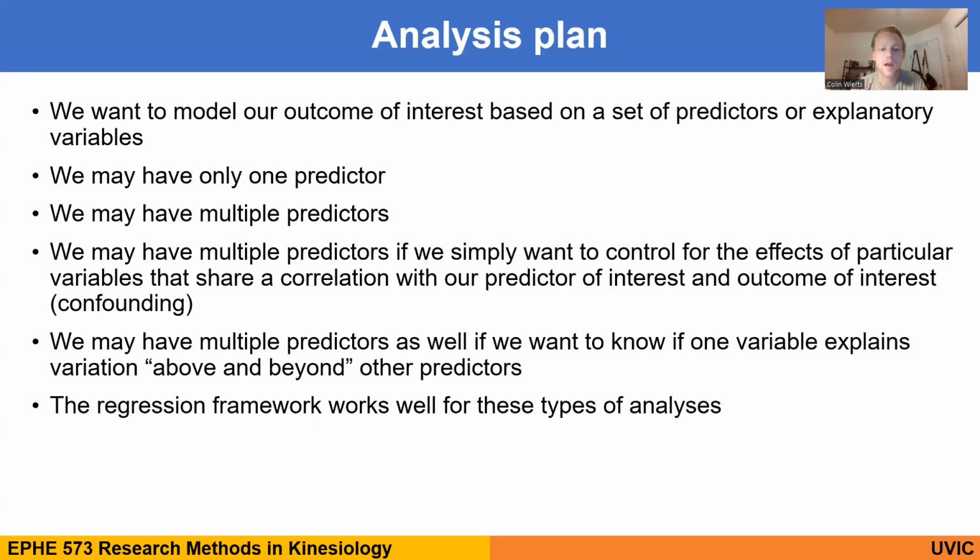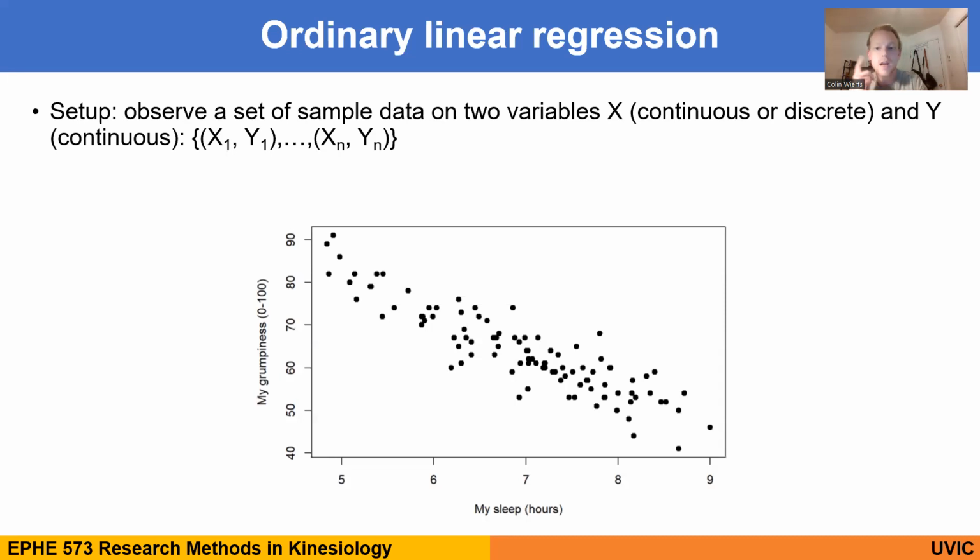The regression framework works well for all these types of analyses, or all these types of data sets that we might have. Our setup of a basic regression model is that we observe a set of sample data. People complete assessments on some X variable. We consider X our predictor, and Y our outcome variable. So we see X1, Y1. For each person, they have a score for their X variable, and they also have a score for their Y variable. Then we have a whole sample, maybe 50, 100, or 300 people, and each person has a score on those variables.